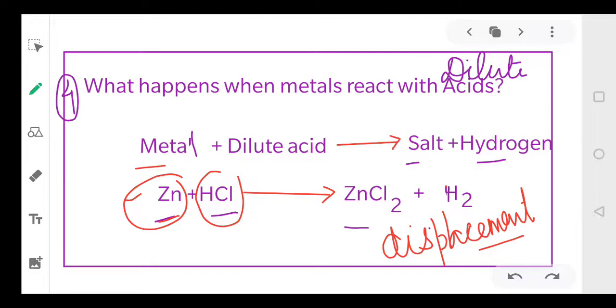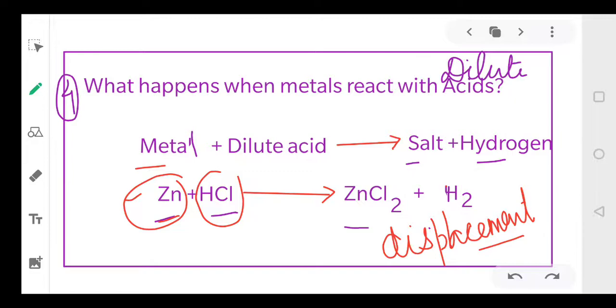You remember I told you in the beginning that some metals can displace hydrogen. So in the reactivity series, the metals which are present above hydrogen can displace hydrogen. So zinc can displace hydrogen and form salt, which is called zinc chloride, and releases hydrogen gas. So it is a displacement reaction which is occurring.